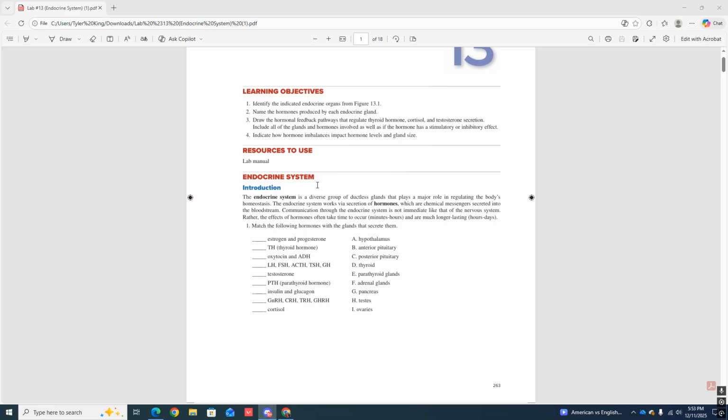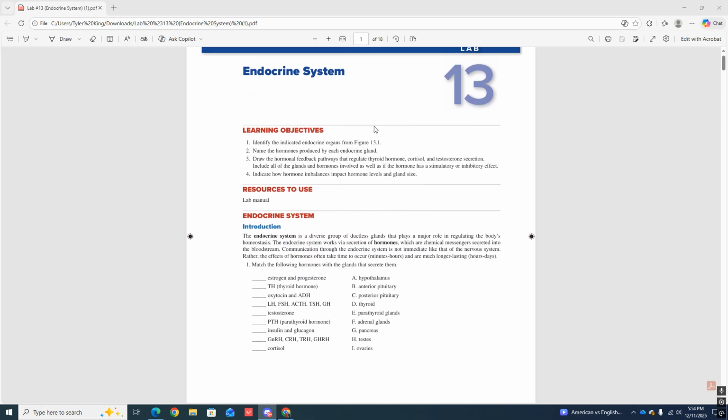So obviously we have 4 learning objectives this week. Nothing too crazy compared to last week. We had 14, so a lot more relaxed this time around. First one, identify the indicated endocrine organs on figure 13.1, which is super easy. We'll show that in a second. Name the hormones produced by each endocrine gland, another super easy one.